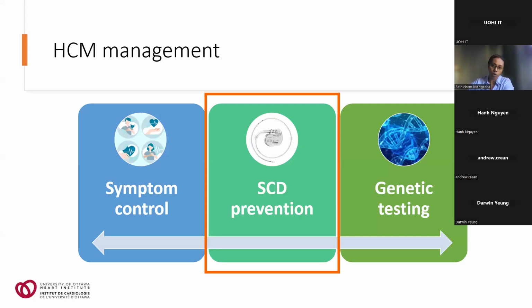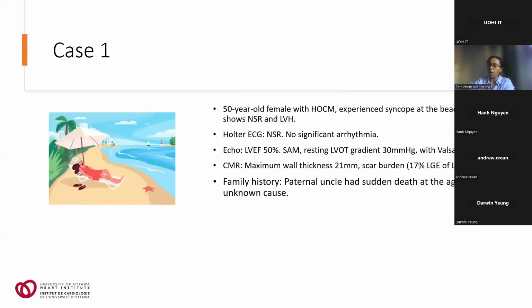So the three pillars of hypertrophic cardiomyopathy management, as you all know, focuses on symptom control, sudden cardiac death prevention, and genetic testing to identify family members that may have the condition. So the sudden cardiac death prevention will be the focus of this presentation. I will start with a short case, which will be followed by a question for the audience. I have not arranged a poll, but the answers will be revealed during or at the end of this presentation.